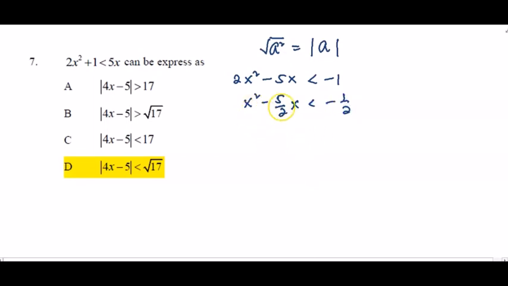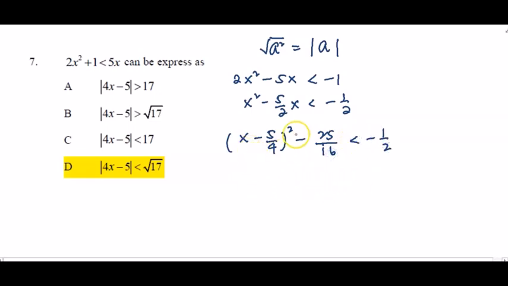Then after that, complete the square. Okay, complete the square at the left side. I got (x - 5/4)² - 25/16. All right. If you do not know how to complete the square, you need to refer back to your notes. Okay, that will be 25/16 less than negative 1/2.